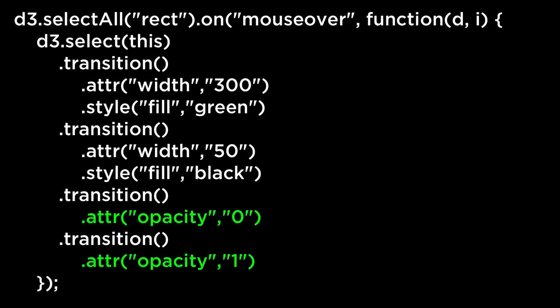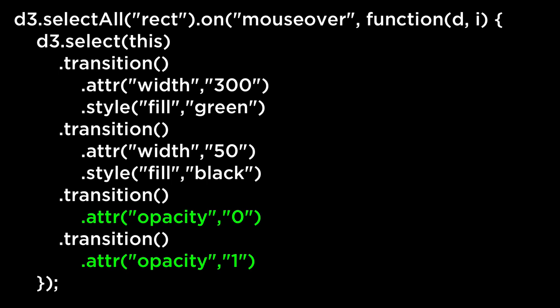We can also transition attributes of the element that are normally associated with CSS, like opacity. After the width and color have expanded and changed to green, and then back to the black original rectangle, the opacity attribute will make it seem like the rectangle disappears and then reappears.